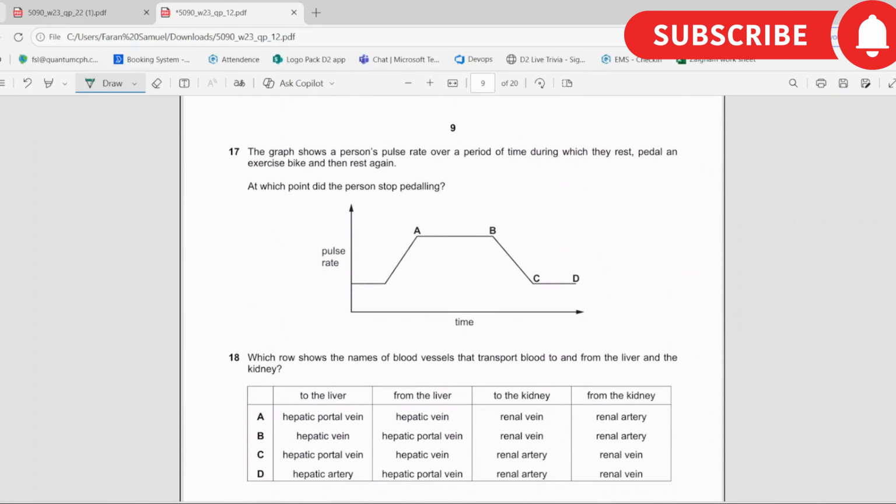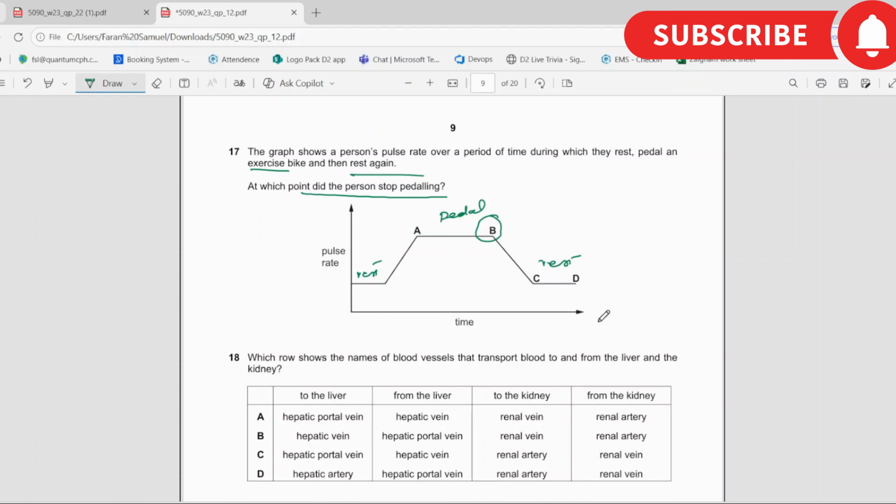17th one. The graph shows a person's pulse rate over a period during which they rest, pedal an exercise bike and then rest again. Okay. When did the person stop pedaling? So easy. Oh my god, it's easy. When did the person stop pedaling? It's rest. This is also rest. It would be B.